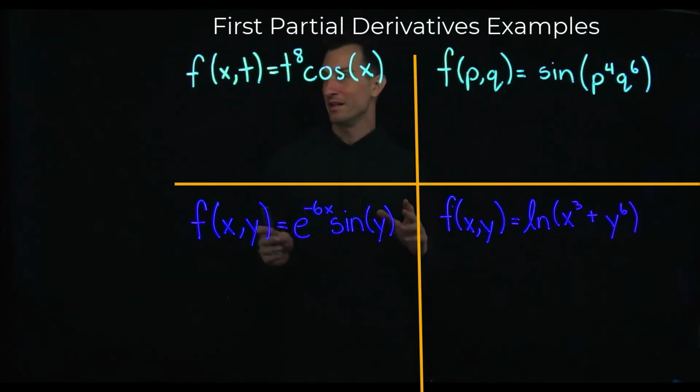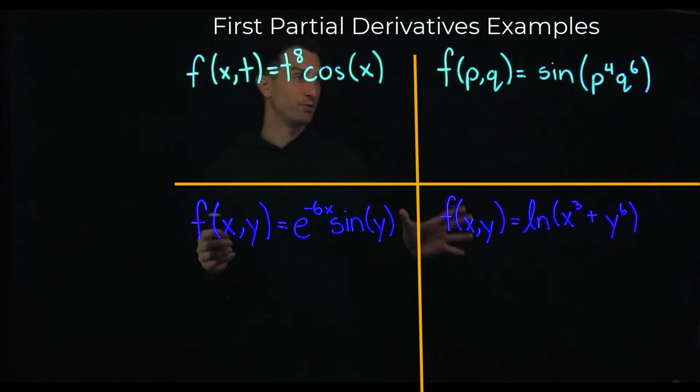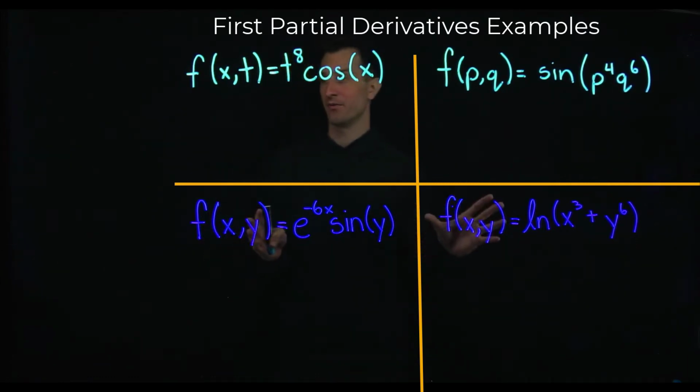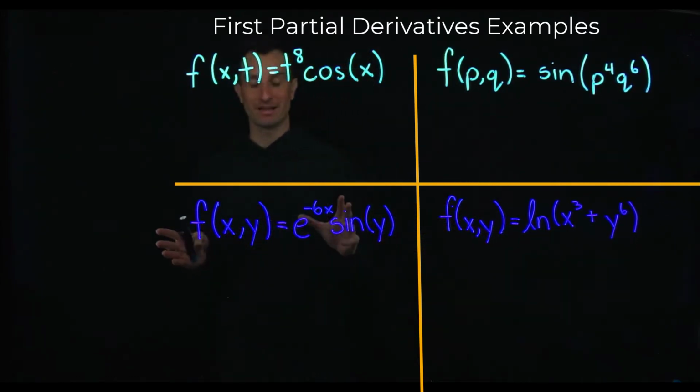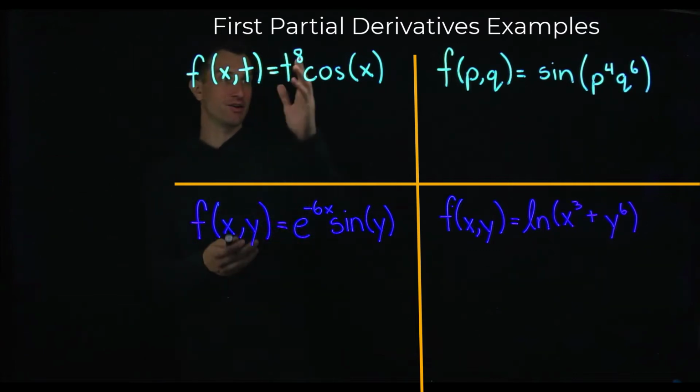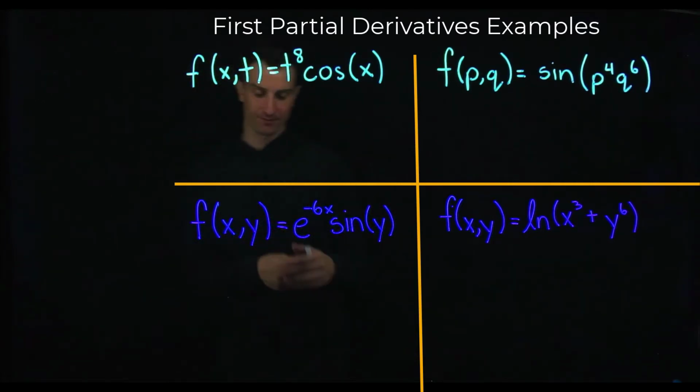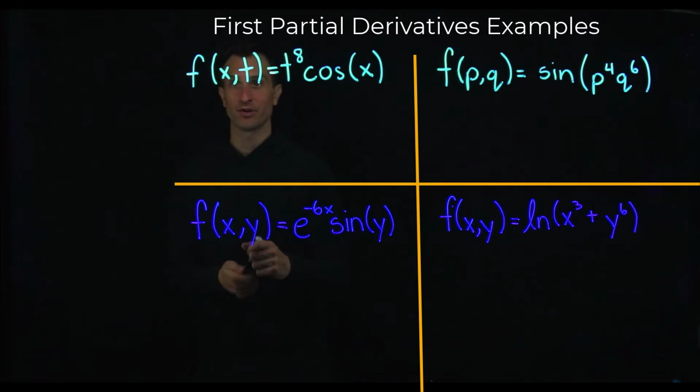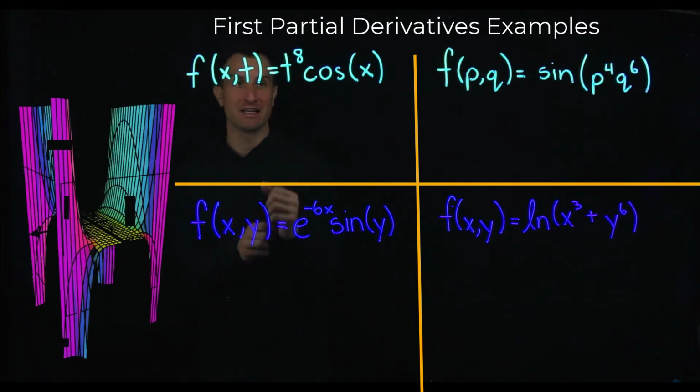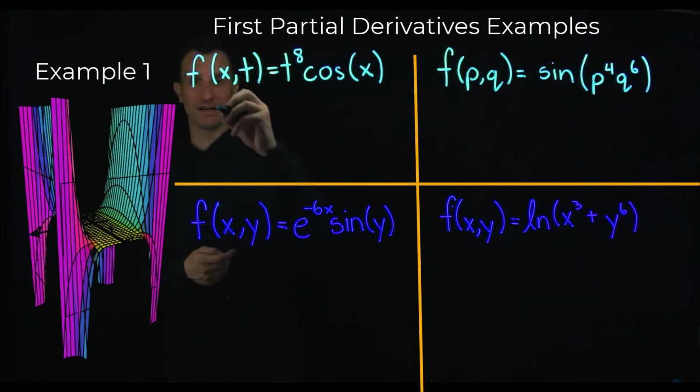All right, welcome in. As you can see, we have these examples already written up for you. Feel free to pause the video, work through them at your own pace. I will go ahead and get started, starting from the first column to the second column. So our very first one, we have f of x, t is equal to t to the 8th. And we're just going to go down the line.